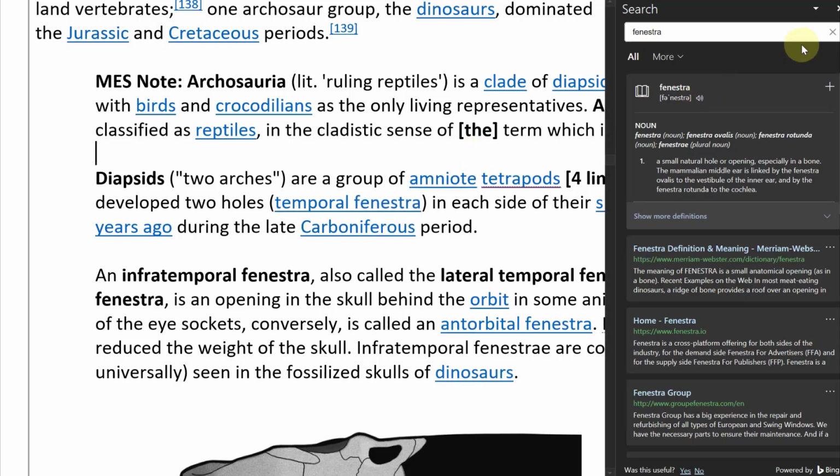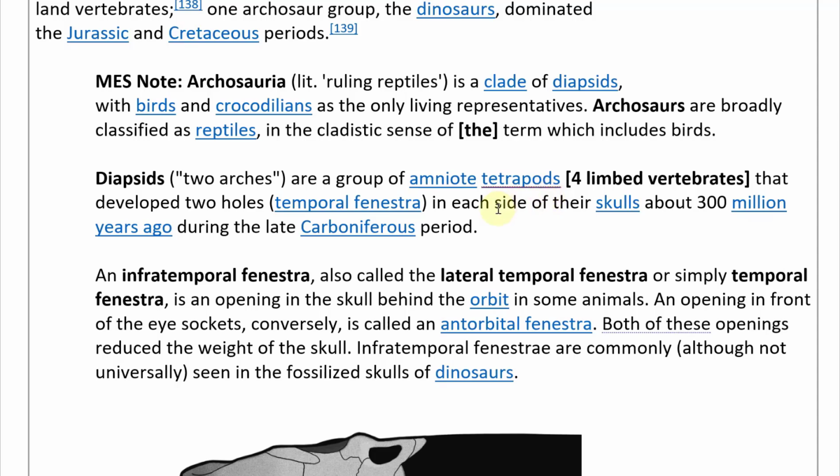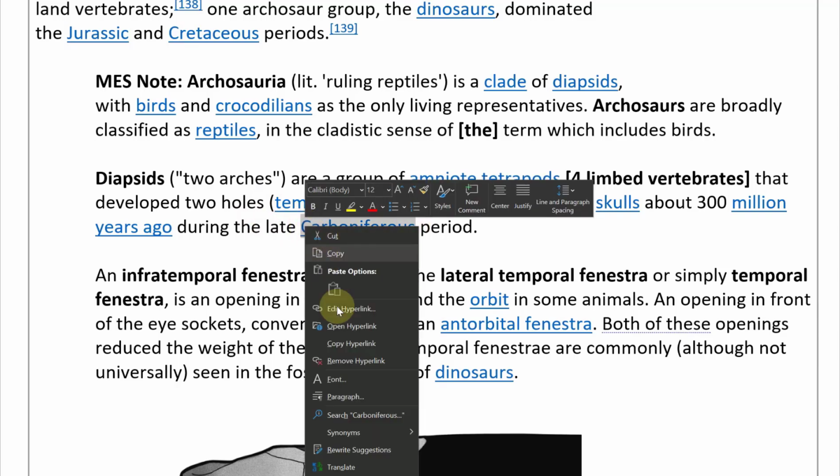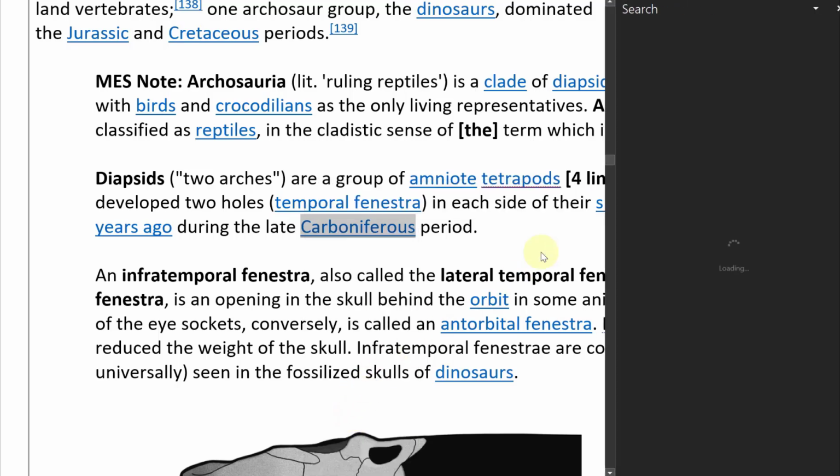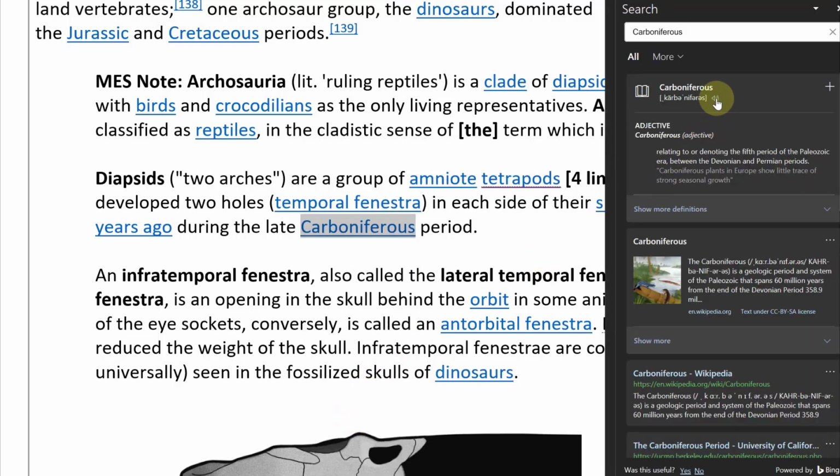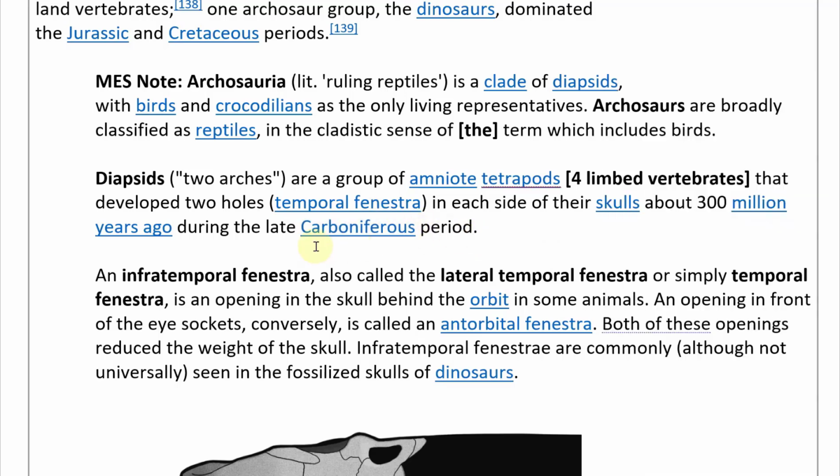Fenestra. Temporal fenestra in each side of their skulls about 300 million years ago during the late Carboniferous period. Let's see. This one has it here. Search Carboniferous. Yes, Carboniferous period.